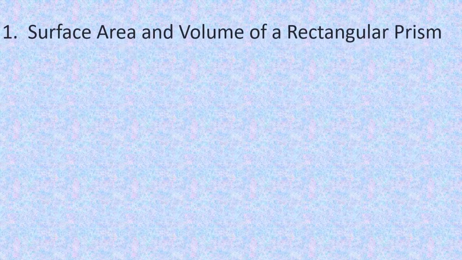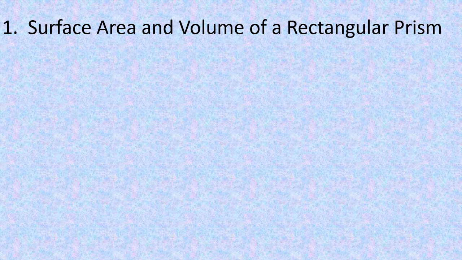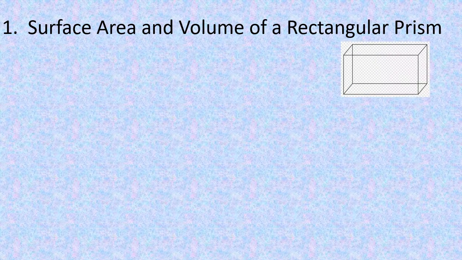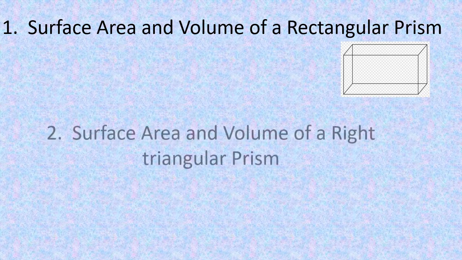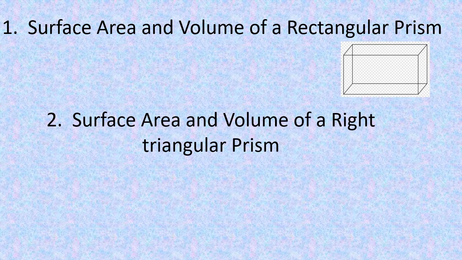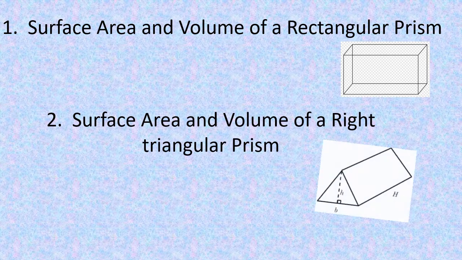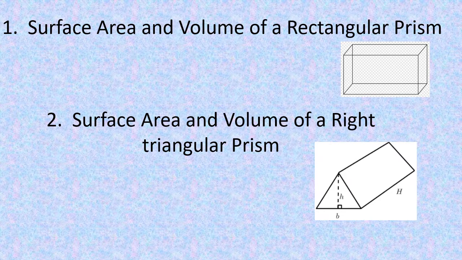Good morning, grade 8s. We are going to jump into surface area and volume. We're going to have a look at the surface area and volume of a rectangular prism that looks like a box or a fish tank or, sure, anything, a crate. Then we're also going to have a look at the surface area and volume of a right triangular prism. There's that triangle again, coming back at you.